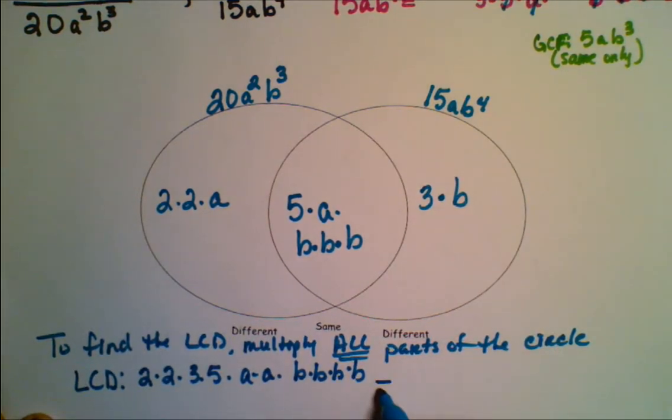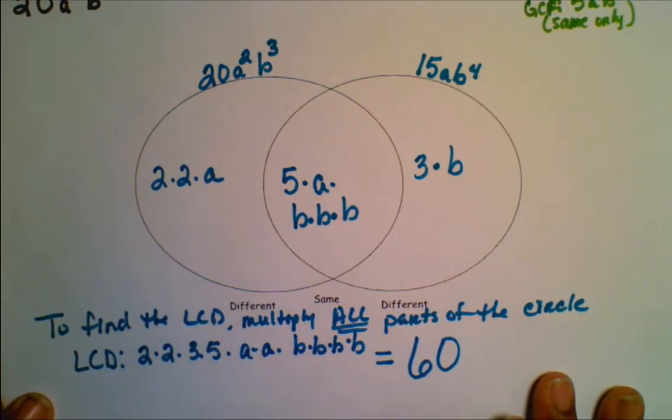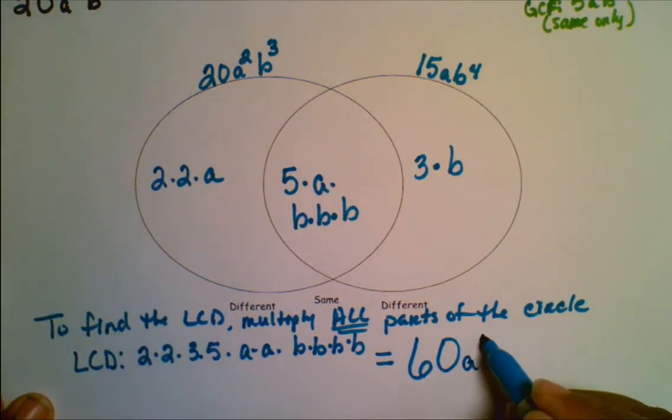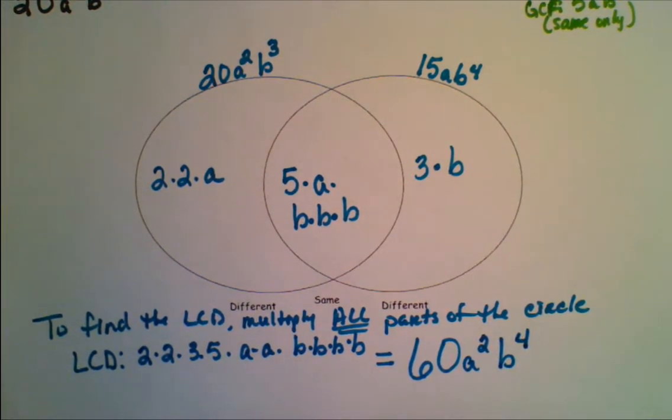So our LCD is 2 times 2 times 2 times 2 is 4, times 3 is 12, times 5 is 60. So we have 60 a squared b to the fourth. That will be our least common denominator for this example.